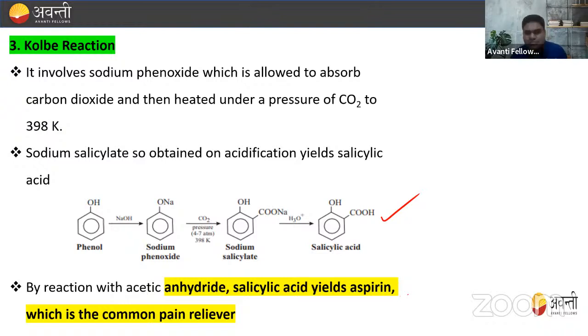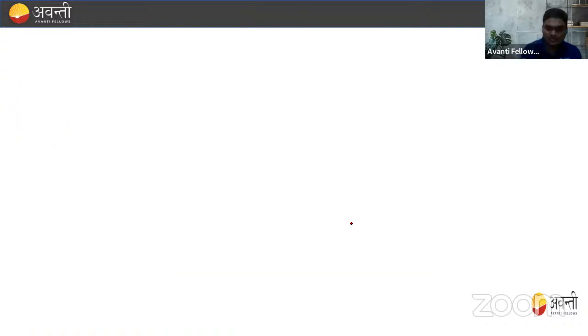Now, by the reaction with acetic anhydride, salicylic acid gives aspirin, which is the common pain reliever. We have all heard about the aspirin tablet, a very good pain reliever medicine. So how will you obtain it? Whenever we treat salicylic acid with the anhydride, let me write this reaction also so that you know what happened.